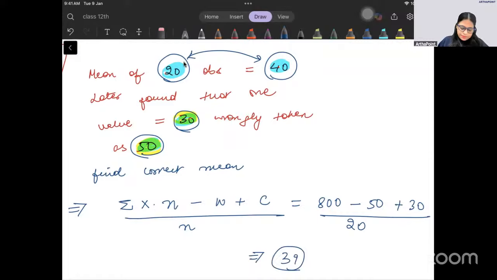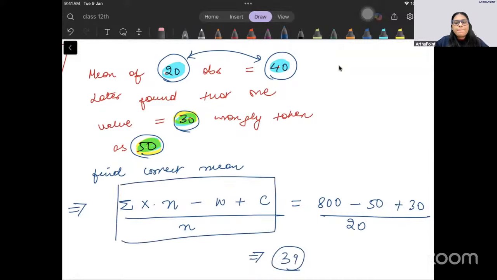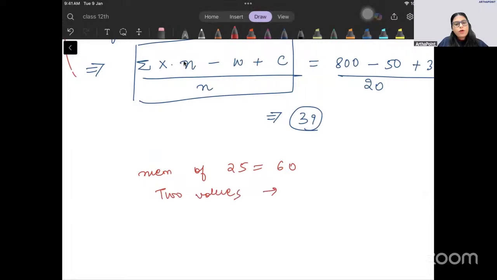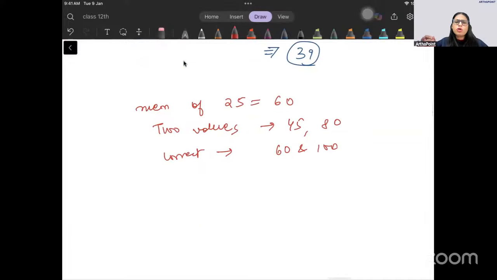Okay? Clear? You can do this for multiple observations also. Meaning if something like this was given, that the mean of 25 observations is 60 and two values were wrong, 45 and 80, and the correct values should have been say 60 and 100, you can use the same formula for this also.